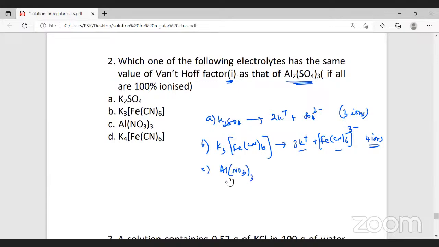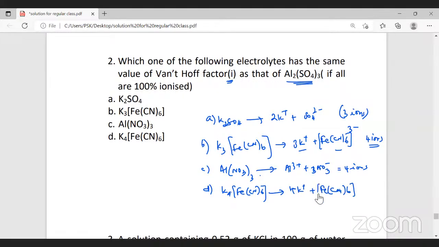Option 3, Al(NO3)3, aluminum nitrate, will dissociate to form Al3+ and 3 moles of NO3-. So it is 1 plus 3, again giving you 4 ions. The last one, K4[Fe(CN)6], will dissociate to form 4K+ and [Fe(CN)6]4-. So this gives you 4 plus 1, which is 5 ions.